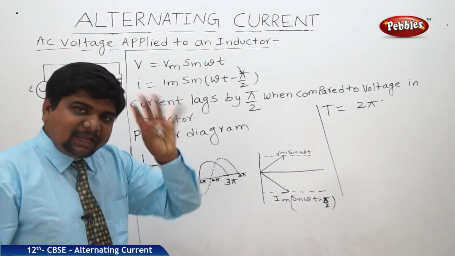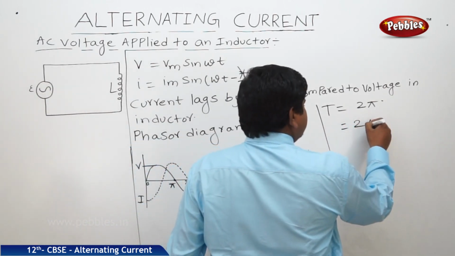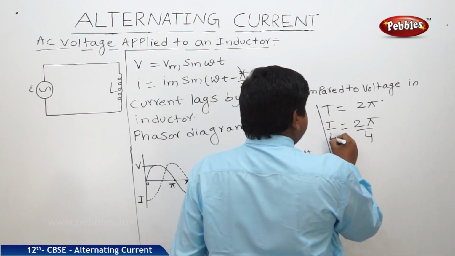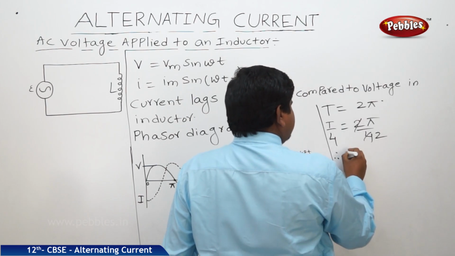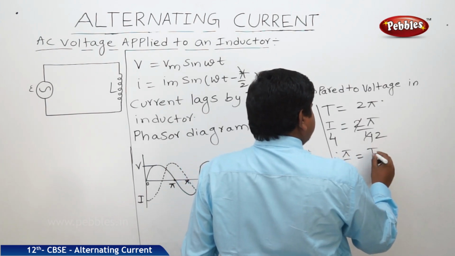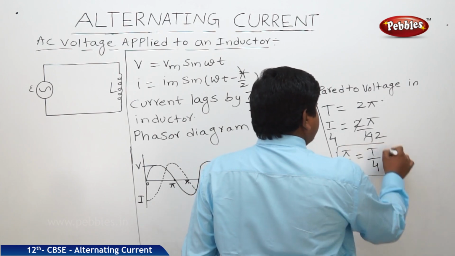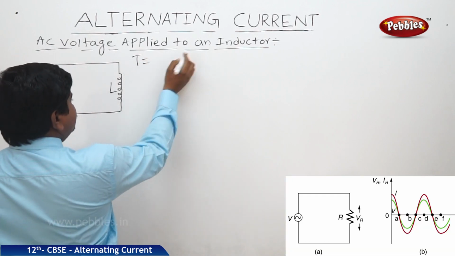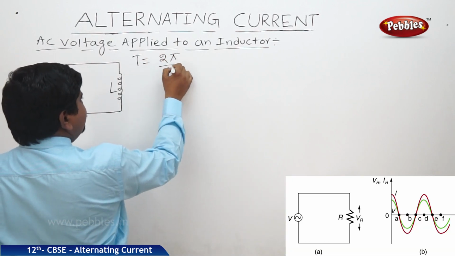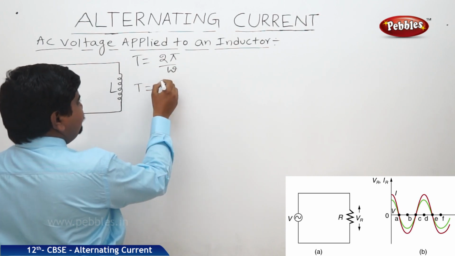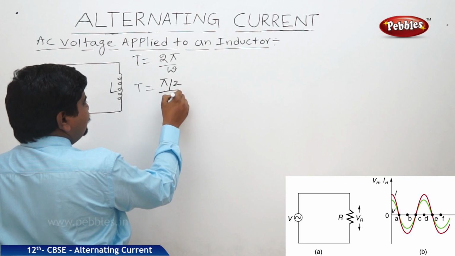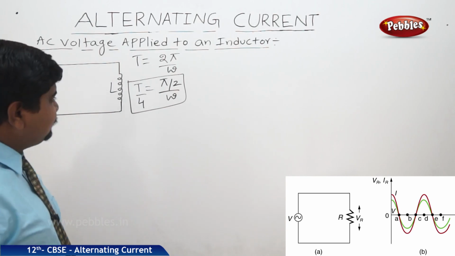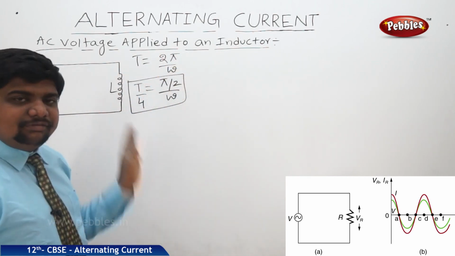But here the phase difference is pi by 2. So what should we do? 2 pi by 4 is equal to T by 4. This is pi by 2. Therefore, a phase difference of pi by 2 is always one quarter of the period. T is equal to 2 pi by omega. This 2 pi becomes pi by 2 by omega, so T becomes T by 4. This is the time difference corresponding to this phase difference.